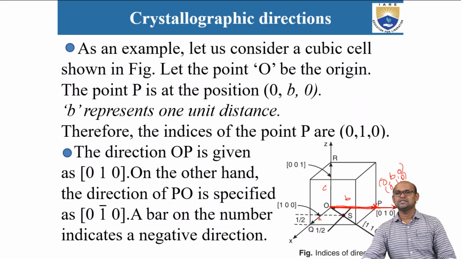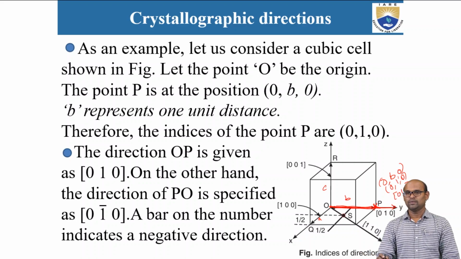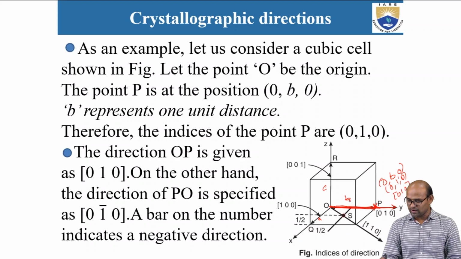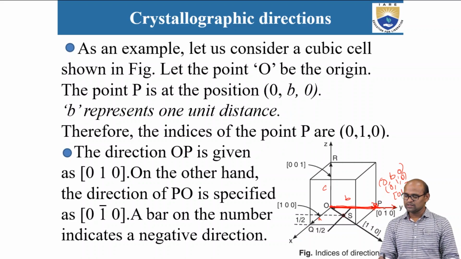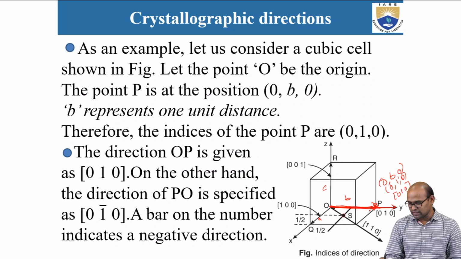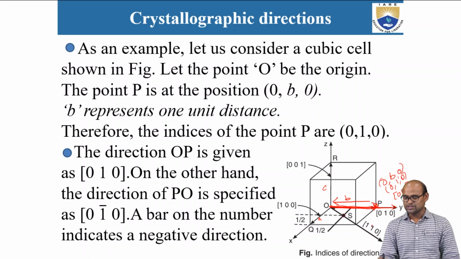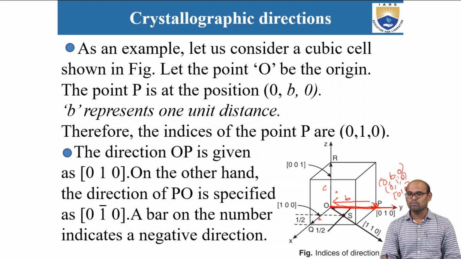Therefore, the indices of point P are, as I mentioned, (0, 1, 0) in parentheses. The direction of OP is given as [0 1 0]. On the other hand, the direction of PO is specified as [0 1̄ 0]. It is important. We have found the index of the direction OP, which is [0 1 0]. Now I want to look at the direction PO. The index of this direction is [0 1̄ 0].